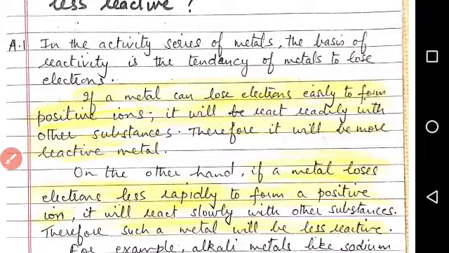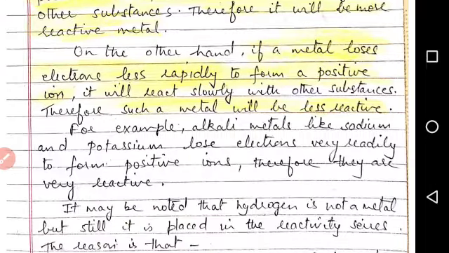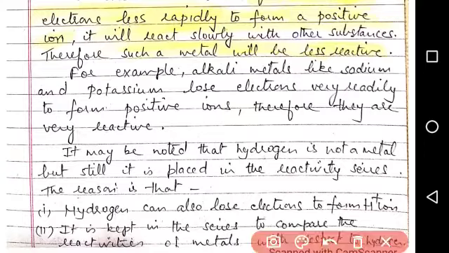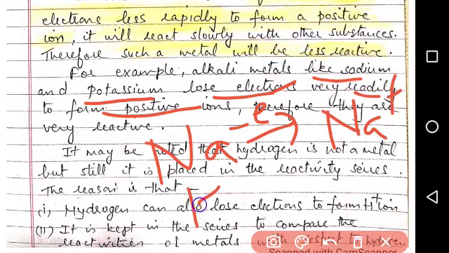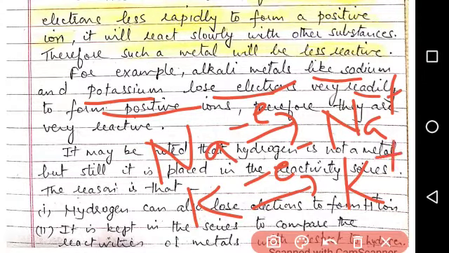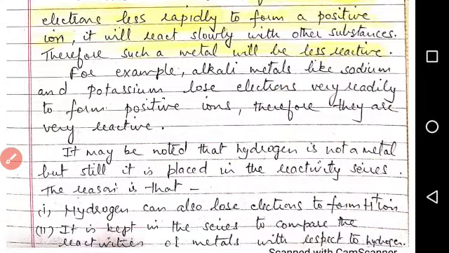On the other hand, if a metal loses electrons less readily to form a positive ion, it will react slowly with other substances, therefore such a metal will be less reactive. For example, alkali metals like sodium and potassium lose electrons very readily to form positive ions: Na loses an electron and forms Na+, and similarly K loses an electron and forms K+. So they are very reactive metals.